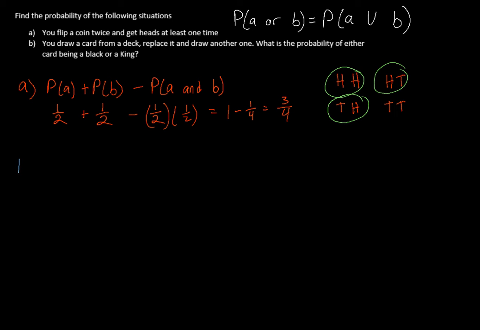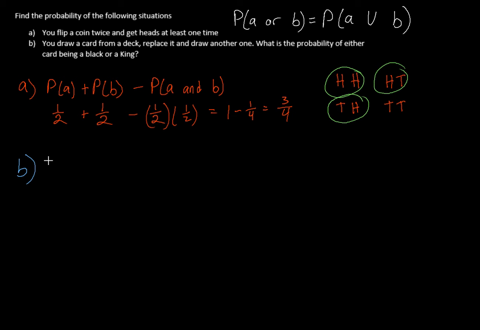So let's pull this out and see if we can get a look at a bigger situation. We're drawing a card from a deck, we're replacing it, and we're drawing another one. Again, it's very important that we say replace it, because now each time we've got 52 opportunities to get those. What's the probability of either card being a black or a king?